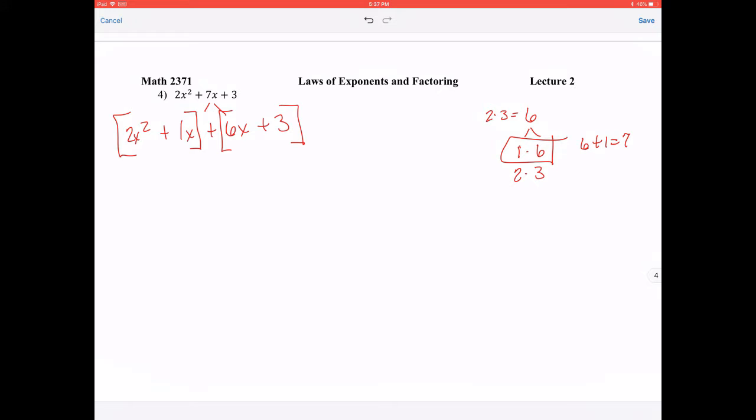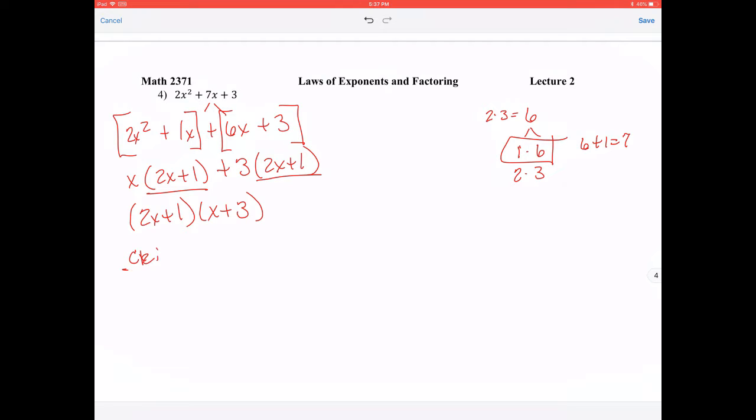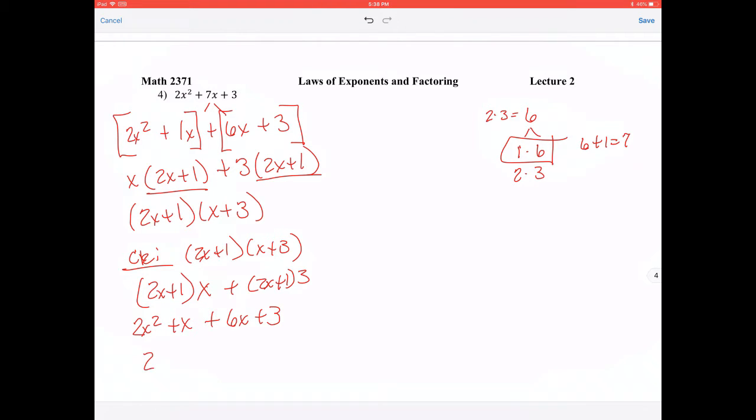Now I pull out the greatest common factor out of the first two terms, and I have x, and I'm left with 2x plus 1. And the greatest common factor out of the last two terms is 3, and I'm left with 2x plus 1. Now I pull the 2x plus 1 out, and I have 2x plus 1 times, and I'm left with x plus 3. Now to check, I have 2x plus 1 times x plus 3. So that's 2x plus 1 times x plus 2x plus 1 times 3. So that's 2x squared plus x plus 6x plus 3. And that's 2x squared plus 7x plus 3. And it checks.